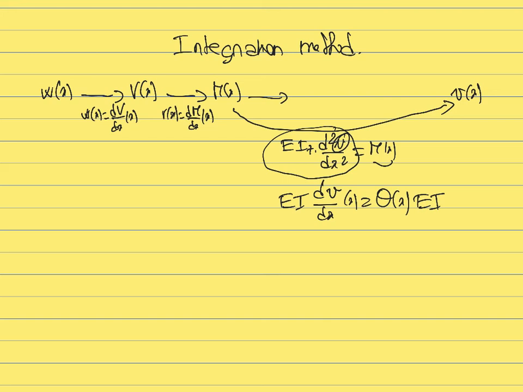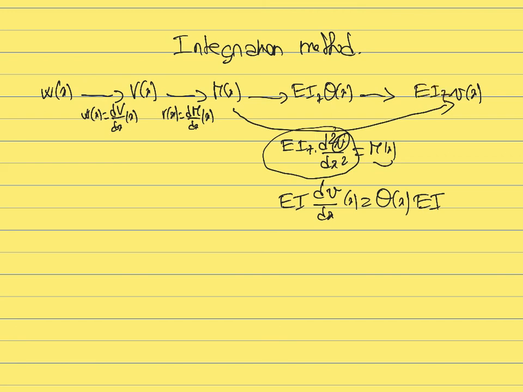But if you integrate just 1 time the moment, what you get is going to be EI times the slope. So if you integrate 2 times the moment, you will get the deflection, since the moment is the second derivative of the deflection. On the other hand, if you integrate just 1 time the moment, then you get the slope. And then the last thing is that if you integrate the slope, then you will get the deflection.